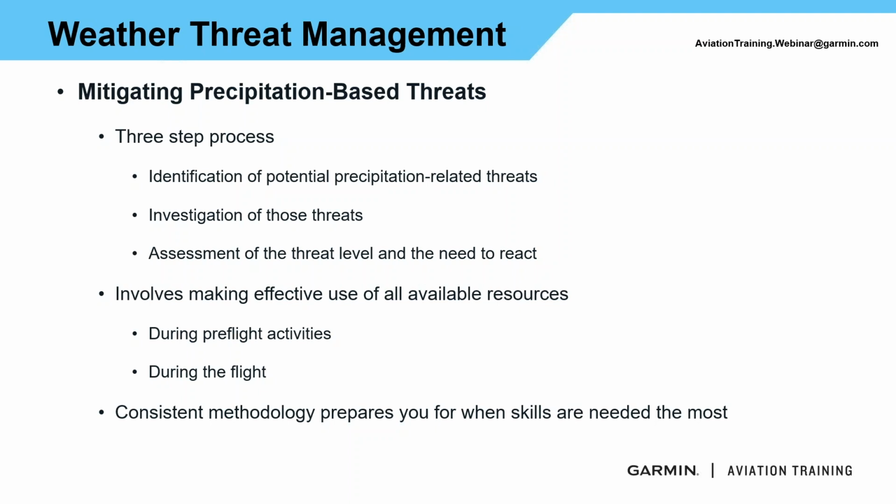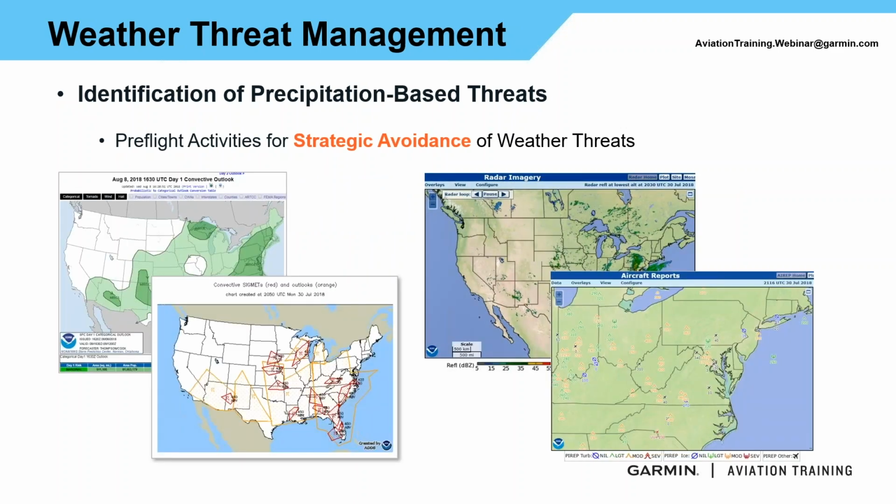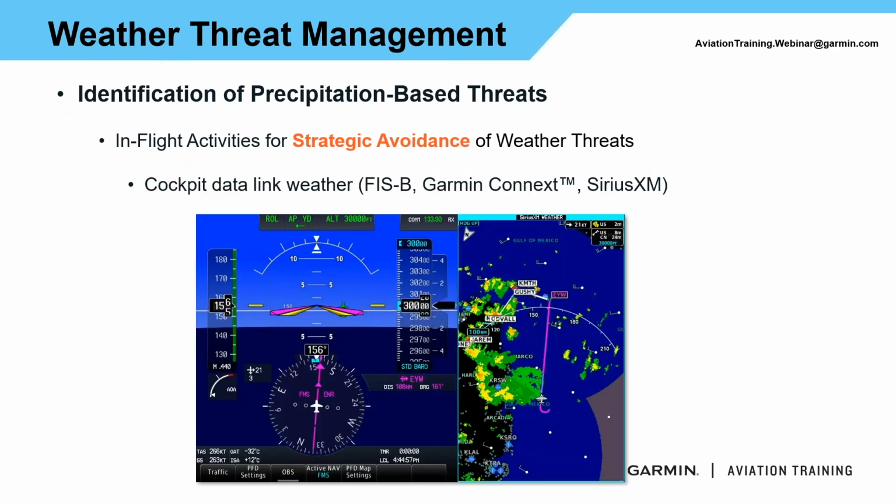So I've talked a lot about, hey, if I get something inside my inner ground clutter line, that's something to investigate. I've already identified it. As soon as it gets inside the inner ground clutter line, that is a potential threat. I'm going to go investigate it. So other identification of those uses our strategic weather avoidance practices, developing a mental picture using all of those ground-based things pre-flight. And then also when we're in flight, we can use the FIS-B, Garmin Connect, Sirius XM, Stormscope, all of those things.